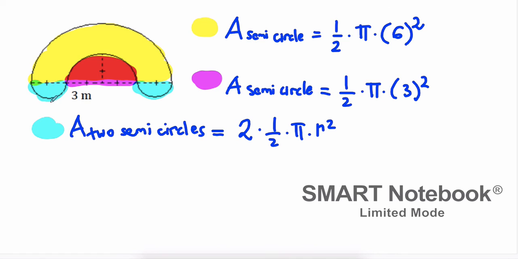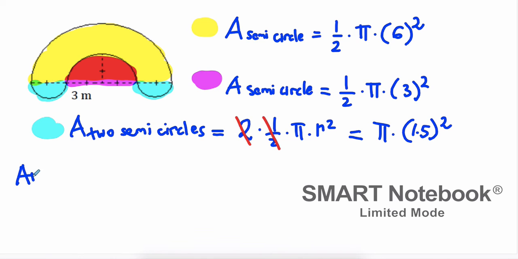For the blue part, because we have two semicircles, the area of a semicircle is a half times pi r squared. However, because we have two of them, we multiply by 2. But the 2 and the half cancel out. So in the end, we actually have one whole circle. And that makes sense because two semicircles make one whole circle. So in this case, I will have pi times the radius of the small one. If this whole thing is 3, then the radius of the small blue semicircle is half of it, 1.5, then squared.